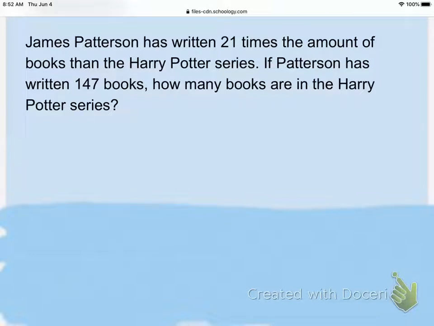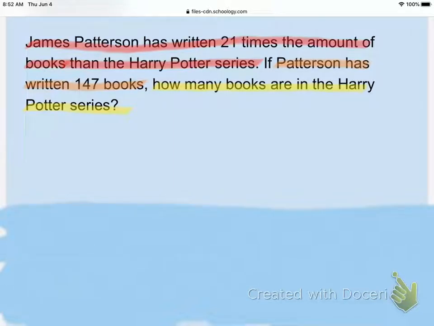I'm going to highlight in several different colors the information we have. James Patterson has written 21 times the amount of books than in the Harry Potter series. Awesome, that's one piece of information. Then, Patterson has written 147 books. That's another piece of information. Notice that at every punctuation, it's a new piece of information. Here was a period, here's a comma, and then lastly, how many books are in the Harry Potter series? So I've highlighted everything at each punctuation.